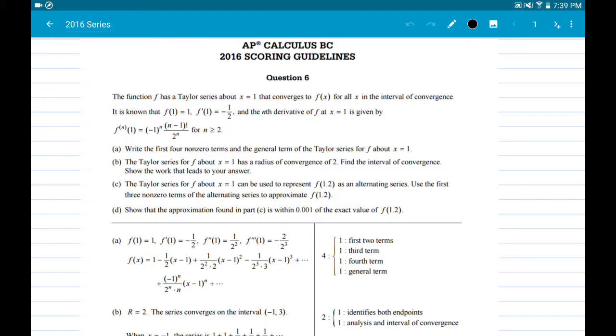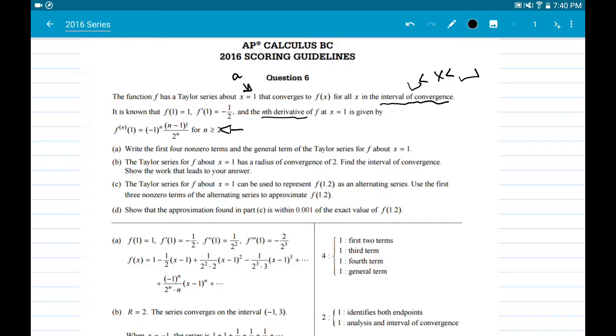It says the function f has a Taylor series about x equals 1. So if you're using the definition, this is like your a value that converges for all x in the interval of convergence. That usually shows up as something like this, where you have to find endpoints. It is known that f of 1 is equal to 1, and f prime of 1 is equal to negative 1/2, and the nth derivative is given by this.